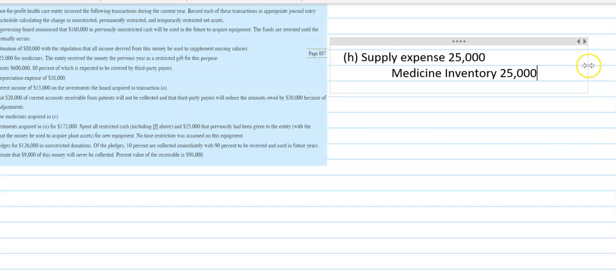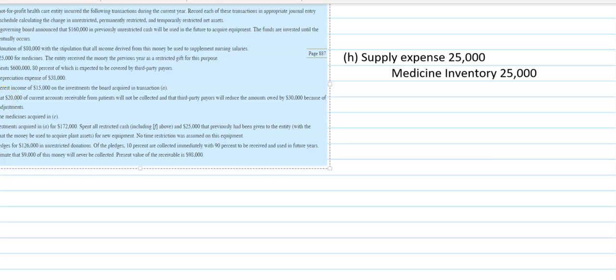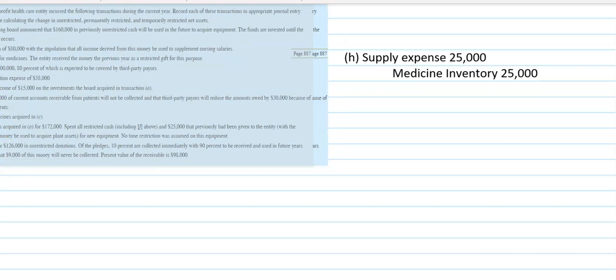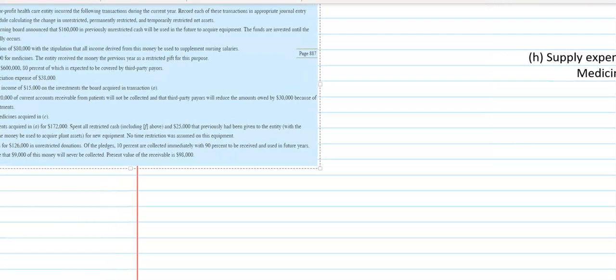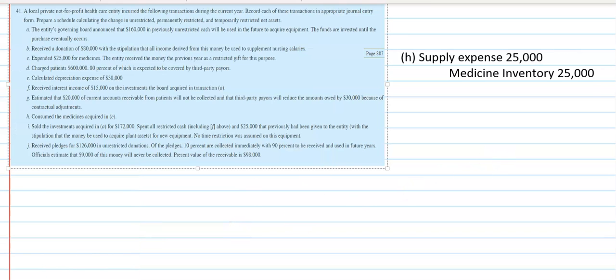Now the next entry is talking about the investment, and it's actually a bit complicated and long entry, so I would suggest reading it carefully, and if it's complicated, of course break it into different parts and then you definitely will find it useful. It says sold investments acquired in A for $172,000. So let's go back to number A.